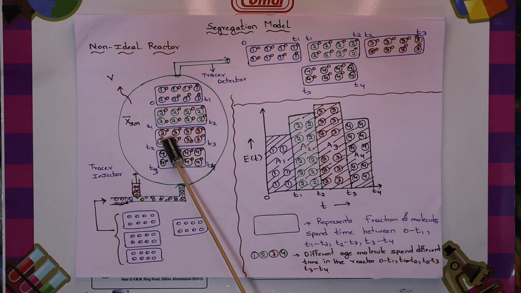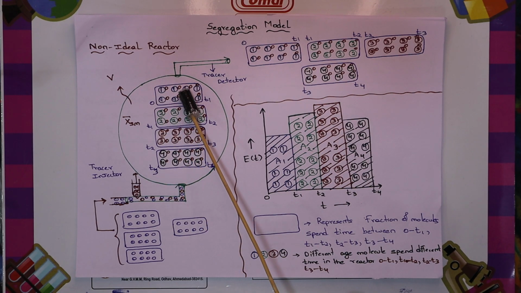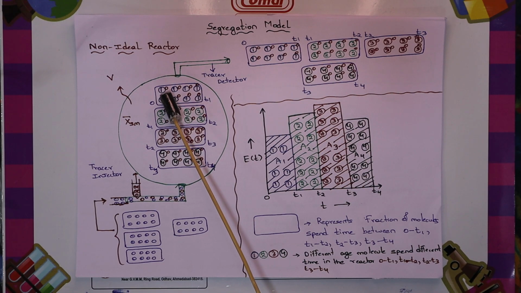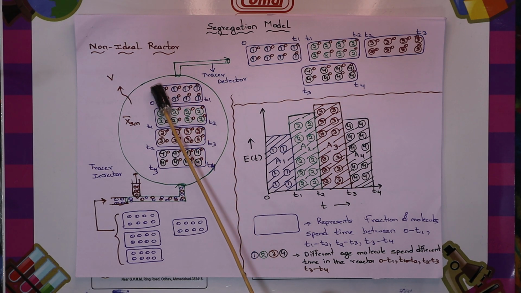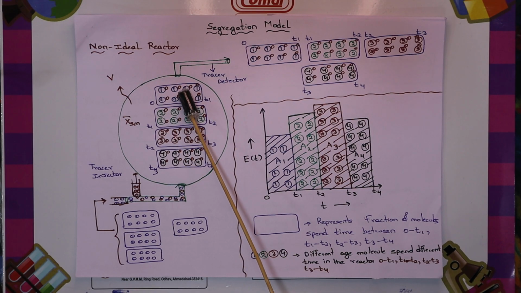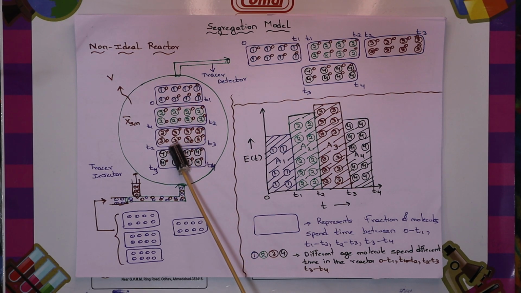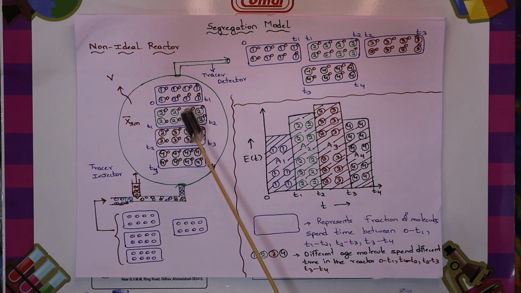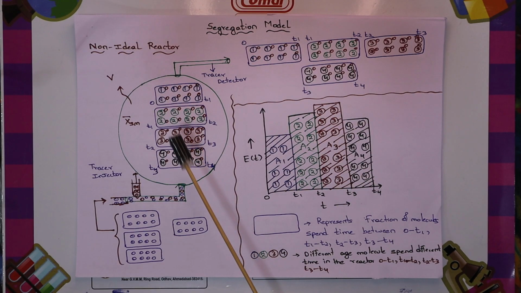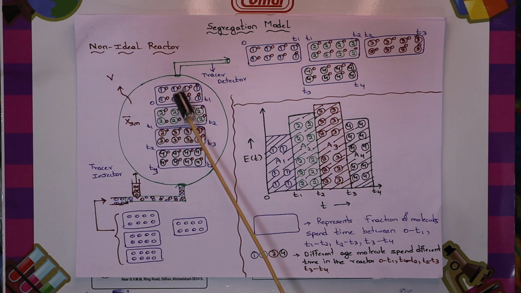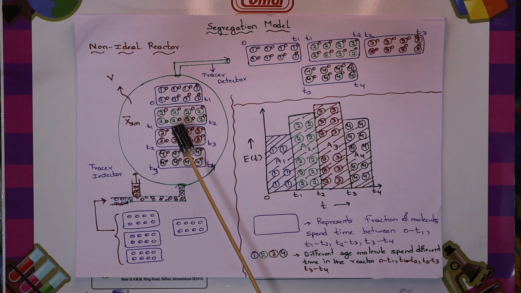Different batches have different conversions, because the age 1 molecules spend little time in the reactor, so the conversion in this fraction is very small. The fraction of molecules having age 4 has more conversion. That means this batch of molecules has less conversion, and this batch has more conversion. Then what is the overall conversion? It is the average of all the 4 different age molecules having different fractions in the reactor. This is the primary assumption in the segregated flow model.